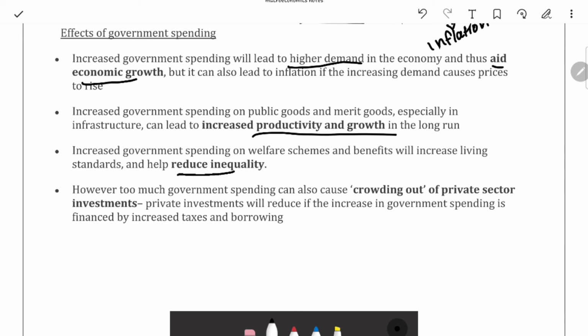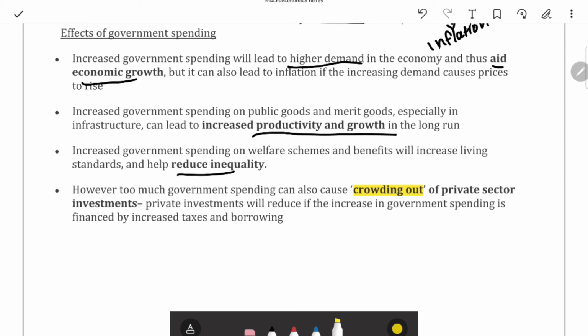Okay, but it says here, however, too much government spending will lead to something we call crowding out. That basically means that private investments will reduce if the increase in government spending is there. Okay, and if they stop investments, then the producers will not be able to produce as much, and therefore the tax will reduce because, again, the output is reduced, and therefore the government will not have enough income to do all this government spending.